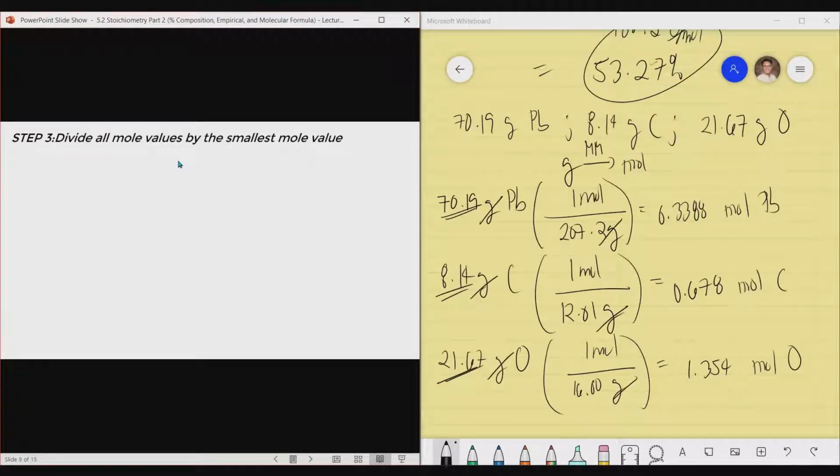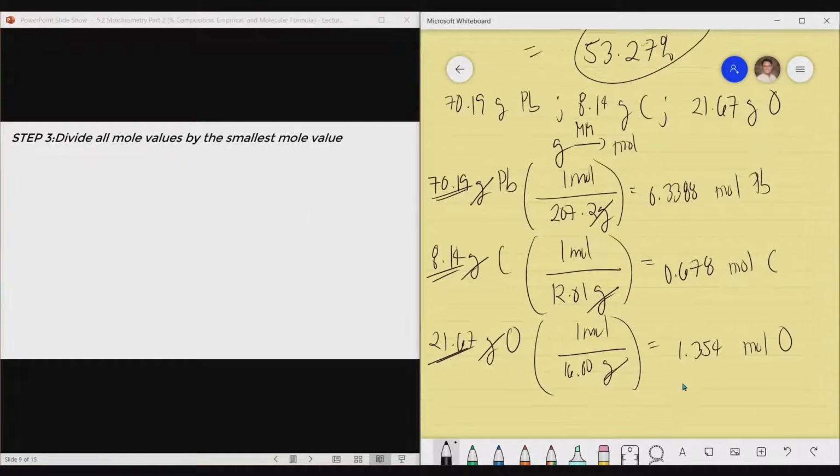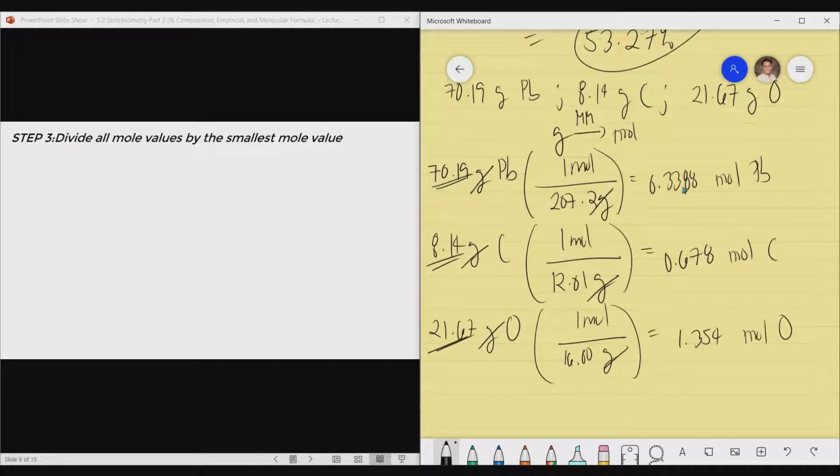Divide all mole values by the smallest mole value. So that simply means in Tagalog po, i-divide po ang kada sagot, itong mga mole Pb, mole C, and then mole O sa pinakamababang value. So ang pinakamababa po sa tatlo ay itong lead. So i-divide po natin sila lahat by 0.3388 mole, and also this one 0.3388 mole. So mole will be cancelled.